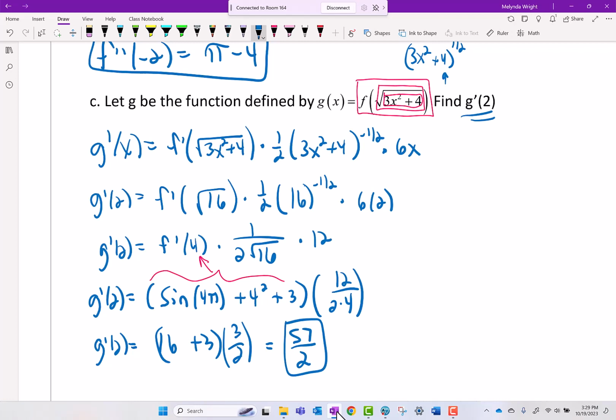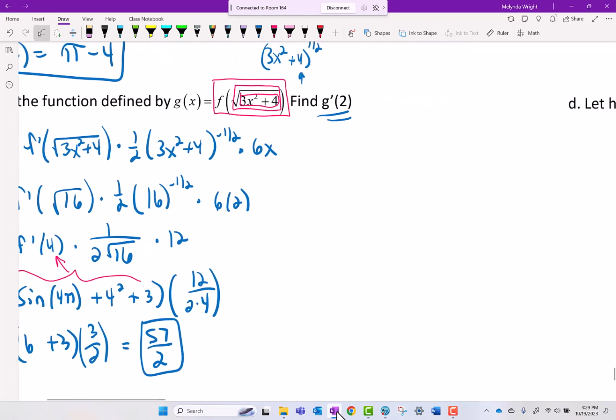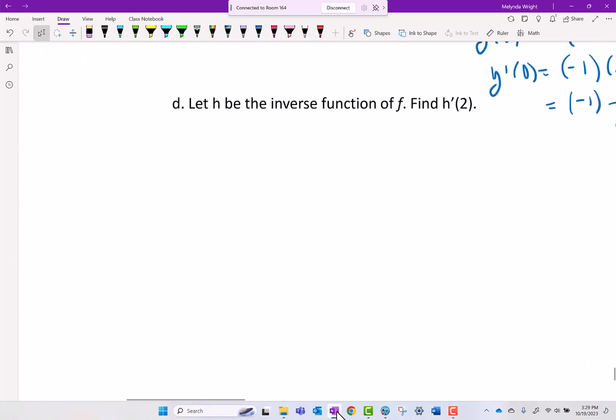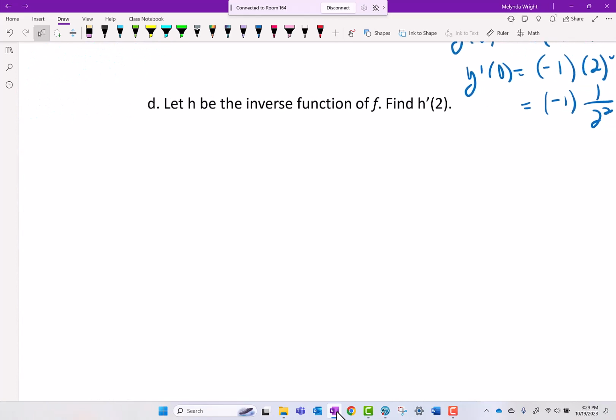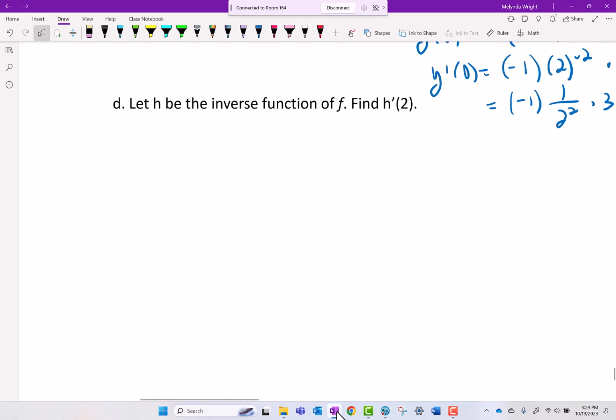Okay. Are we okay? All good? Okay. Last one. Oh, look at our little friend here. They're just killing us with inverses, aren't they? Sorry. It's going to help us, though. We're going to be much better at it.